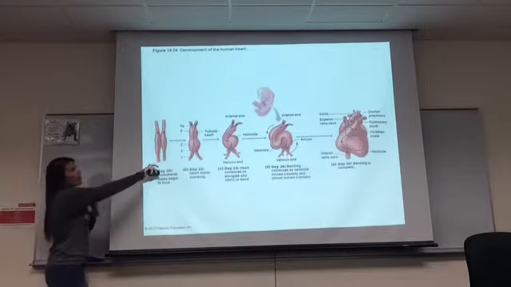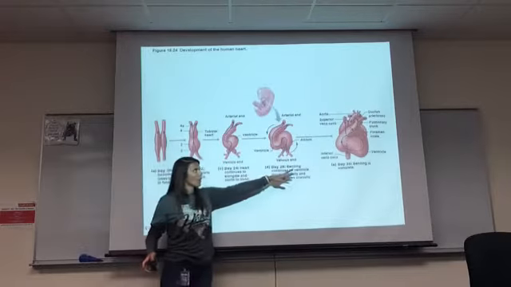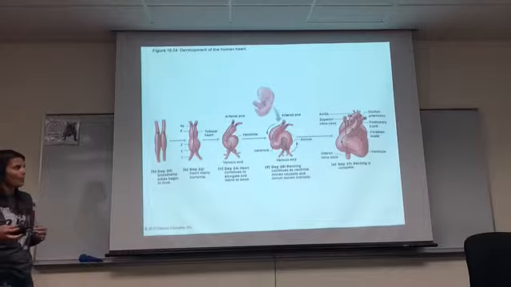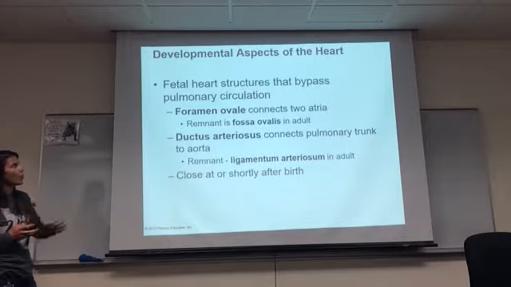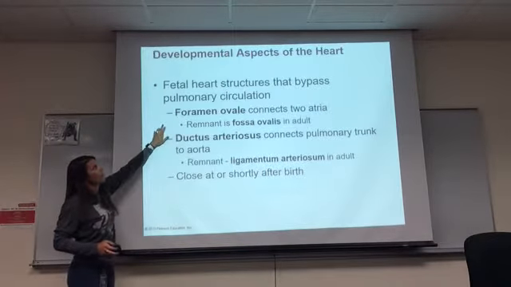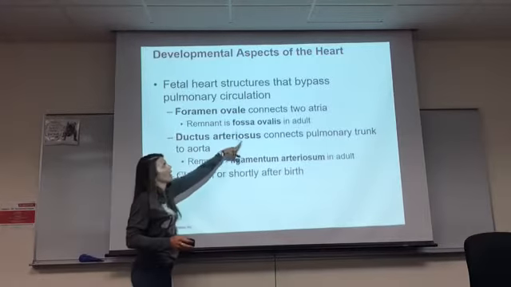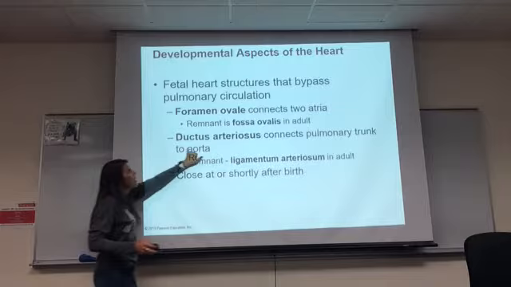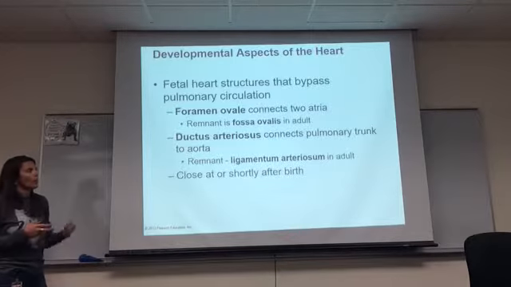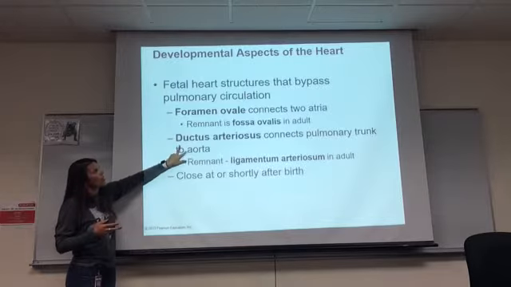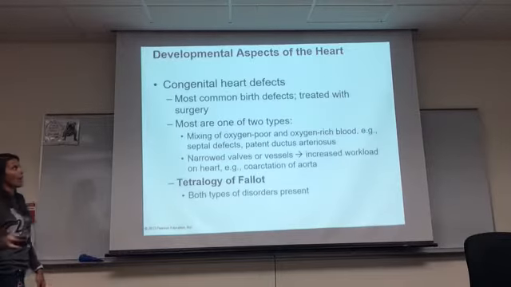Here's your embryonic heart, and here's your heart at birth-ish. You can see that hole there. We talked about the openings in between the two. The two that you need to be familiar with are the foramen ovale, which becomes the fossa ovalis, which is what you and I have now, and the ductus arteriosus, which is in between the pulmonary trunk and the aorta. So this is between the two atria. This is between the pulmonary trunk and aorta.